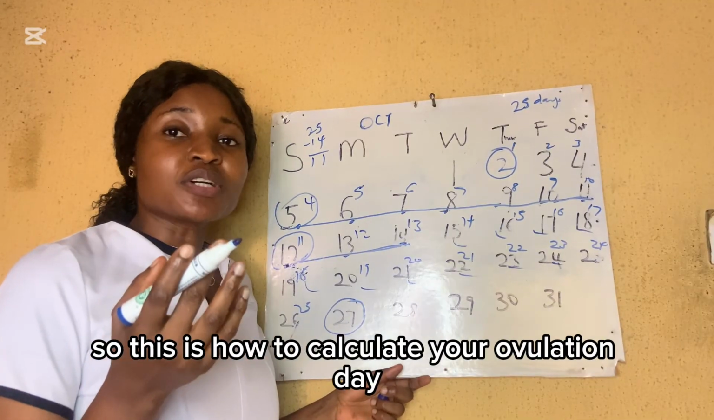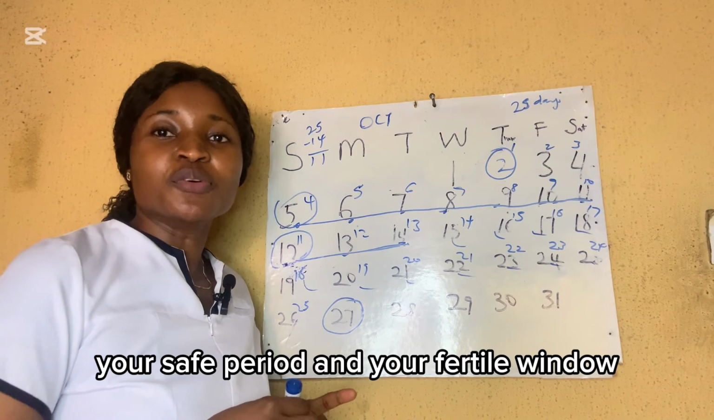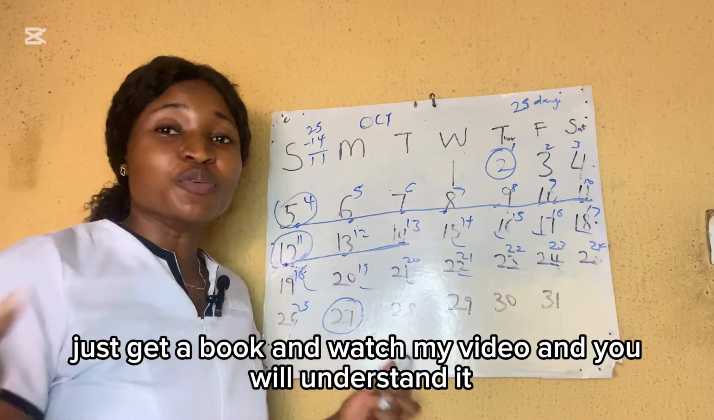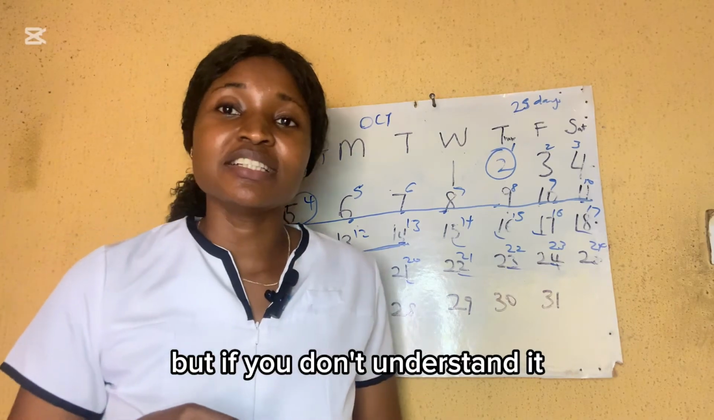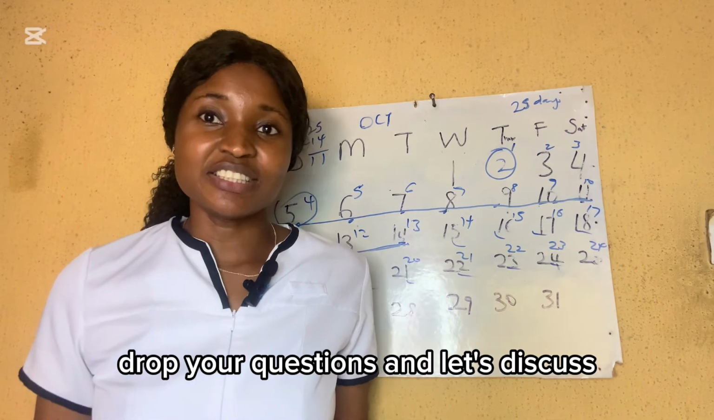So this is how to calculate your ovulation day, your safe period, and your fertile window. It's quite easy. Just get a book and watch my video and you will understand it. But if you don't understand it, just drop your questions in the comment section and let's discuss.